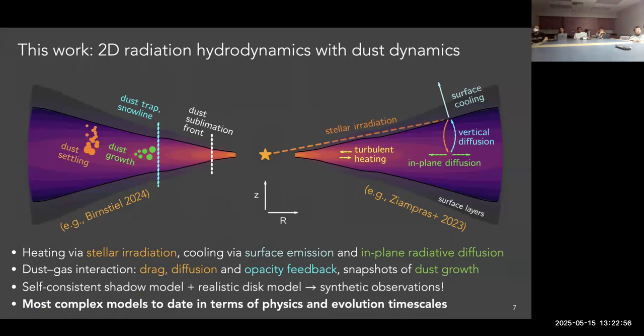This is the first model in this series of papers on shadowed disks that actually includes in-plane radiative diffusion along the plane in this 2D treatment.